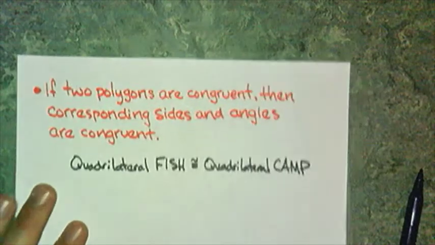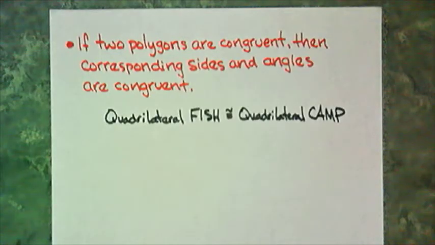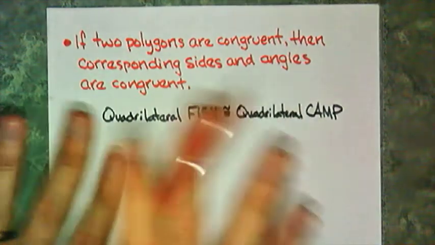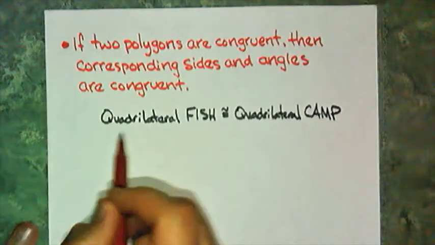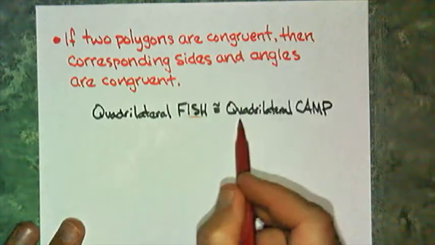One thing about polygons, here we go. If 2 polygons are congruent, then corresponding sides and angles are congruent. So, what does it mean? Well, last time we talked about what congruent means. That's the same shape and the same size. So if I have 2 polygons that are the same shape and the same size, well, they match. Well, how do they match? And this is what corresponding means. I have to have them line up together, okay? And I've written out that quadrilateral FISH is congruent to quadrilateral CAMP.